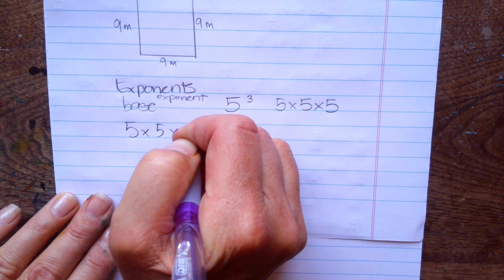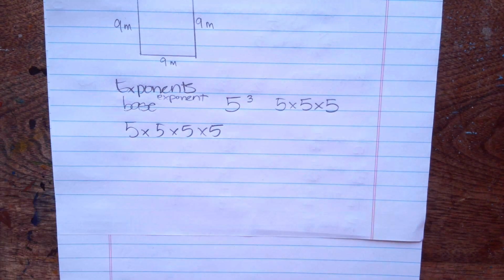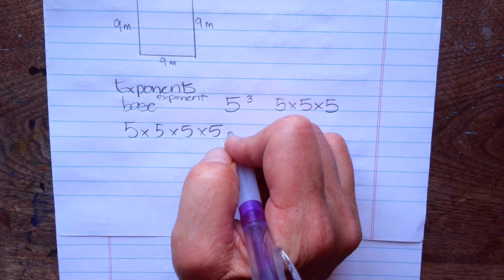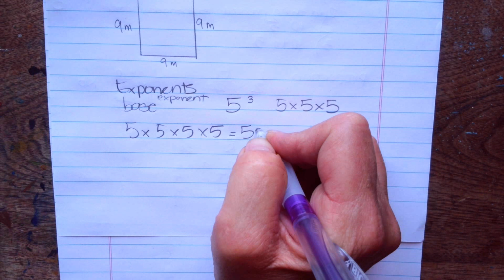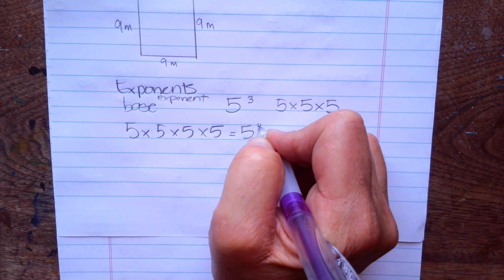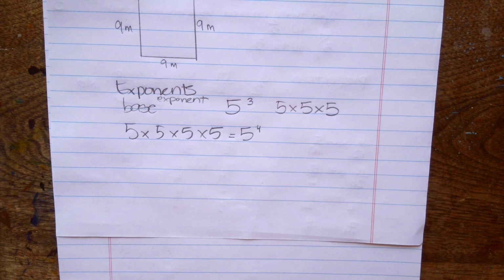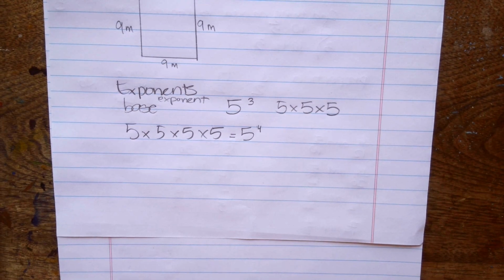If you see something like that, then they're factoring it out. You would then turn it into an exponent and a base. So it would be 5 to the 4th power. Okay. And then the product of powers.